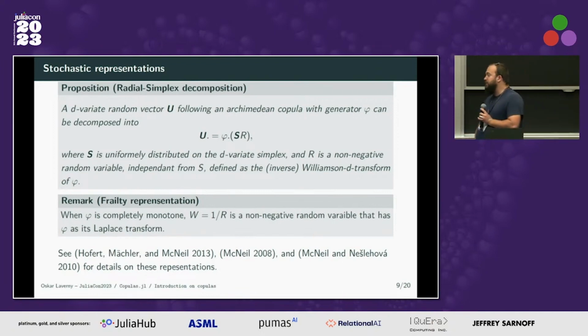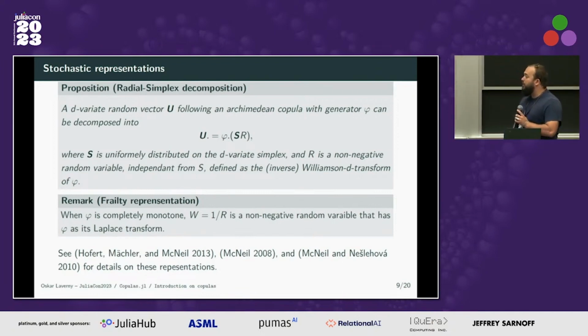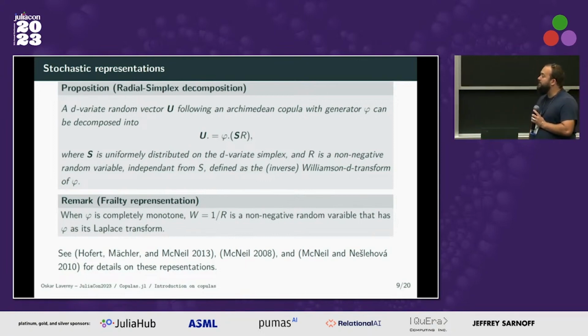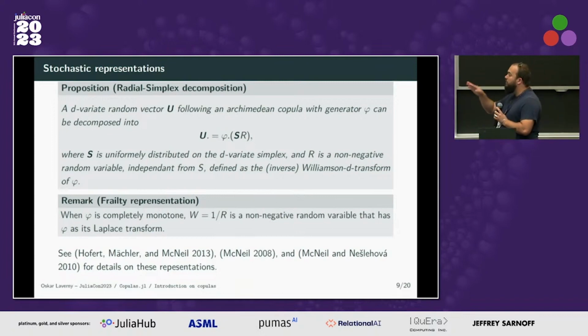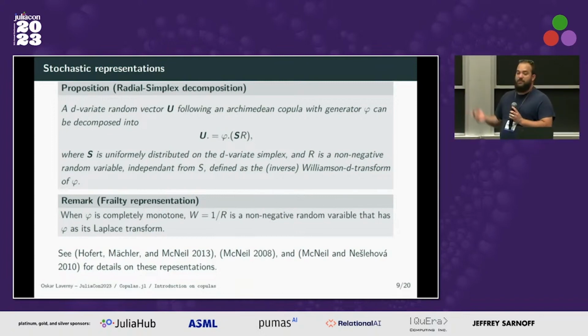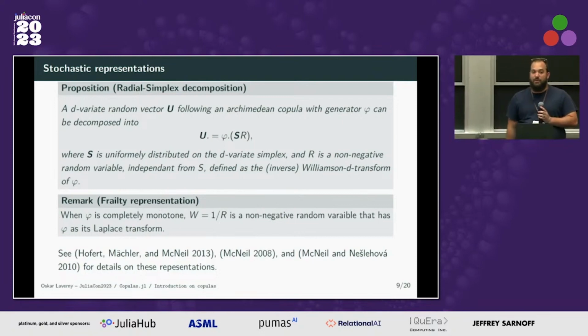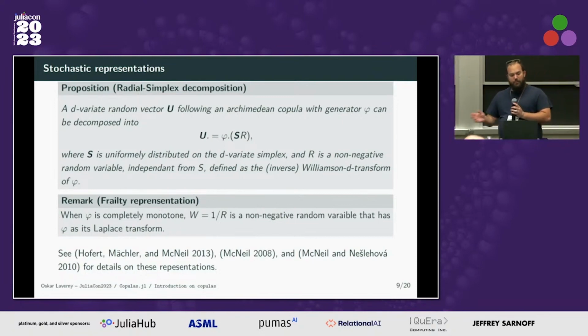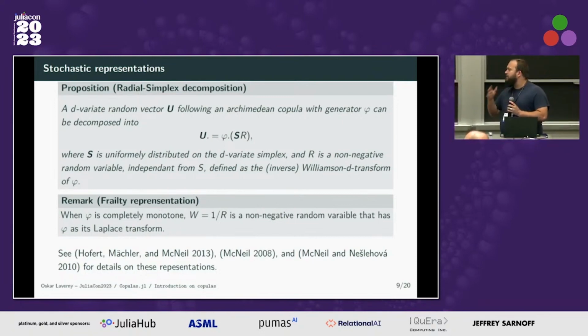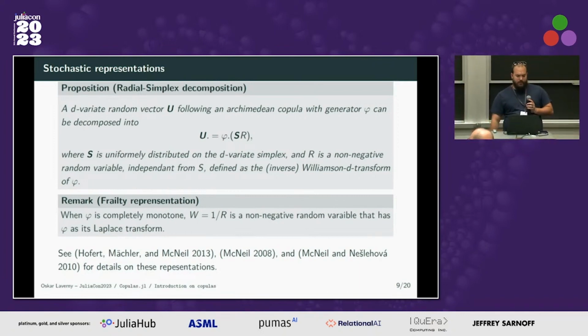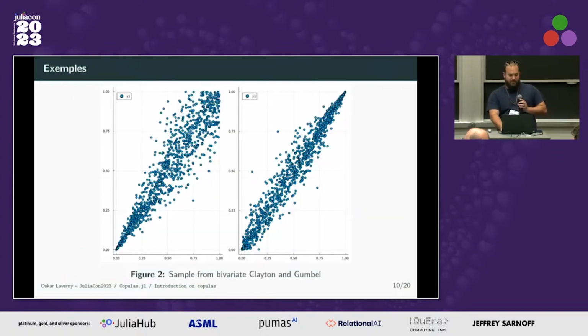There is also another representation which is used by the R package, but which I don't use, which simply constructs not R, but 1 over R, which has phi as its Laplace transform. So it's not exactly the same transformation, but it might also be useful. The problem is that this one is only working when the generator is completely monotone and not d-monotone, which is a kind of restriction. And there are also, on the bottom of the slide, a few references for these representations.